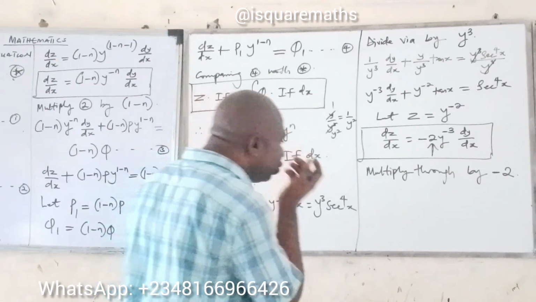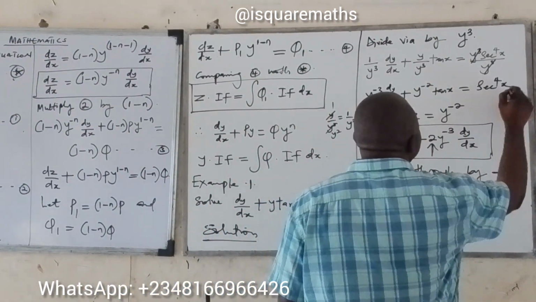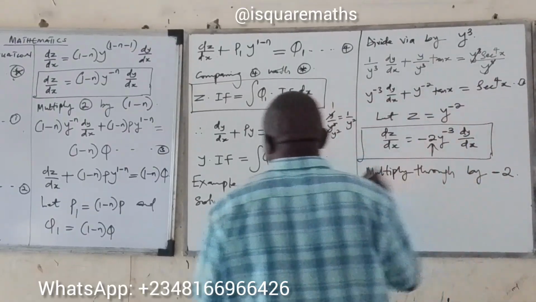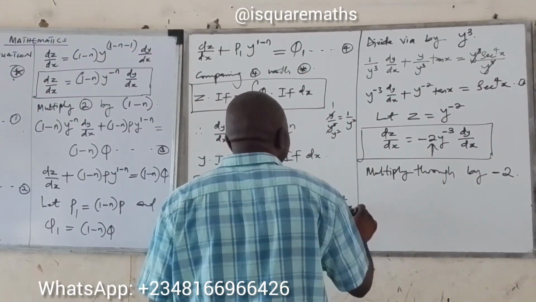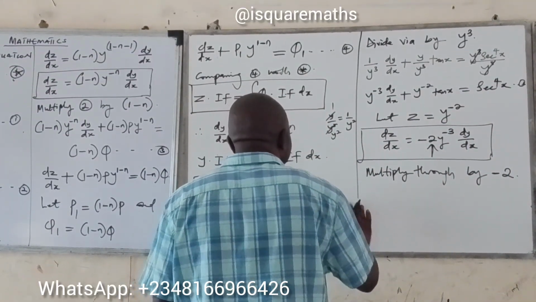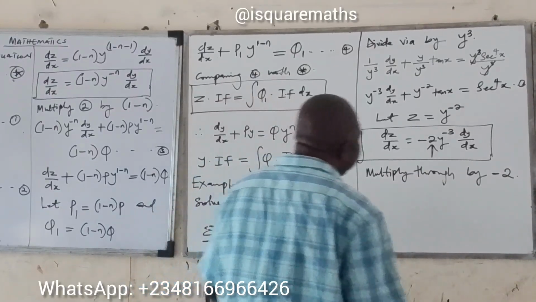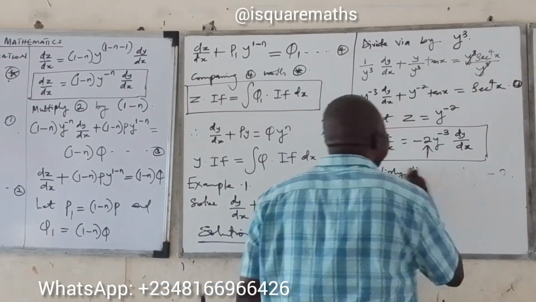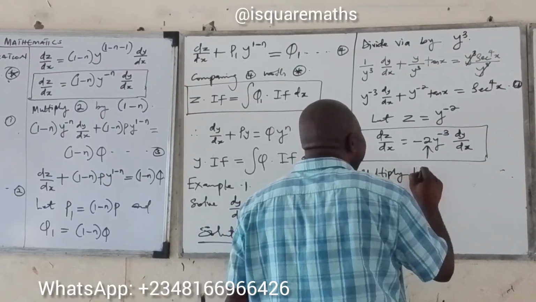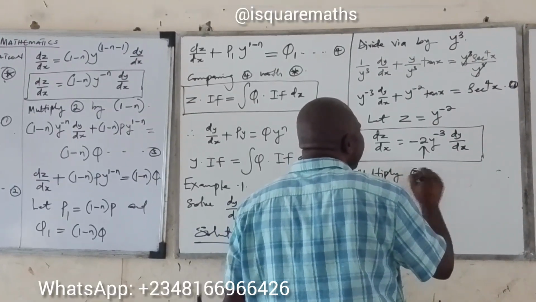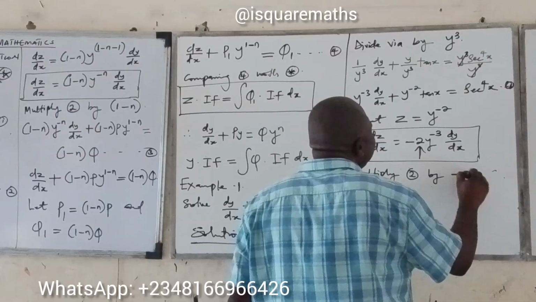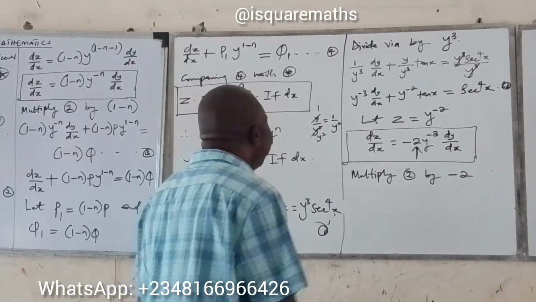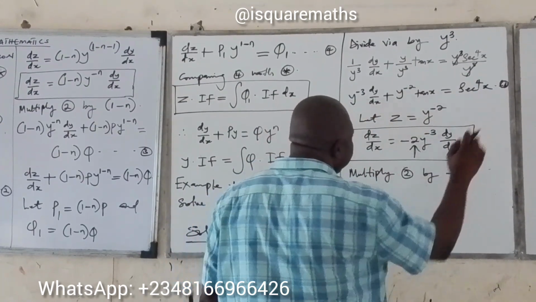Now, if we're multiplying through by minus 2, let's call this equation 2, and let's call this equation 1. Yes, let's call this equation 1. And here we have equation 2. So here, we just have to multiply equation 2 by minus 2. It means when you're multiplying through by minus 2, that's equation 2.